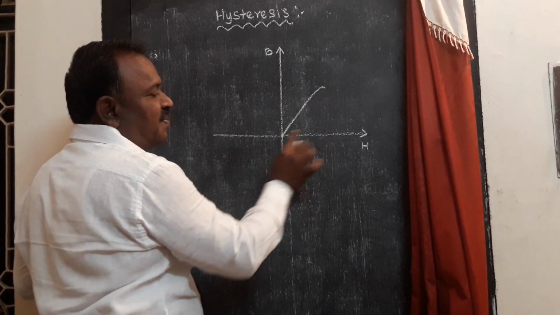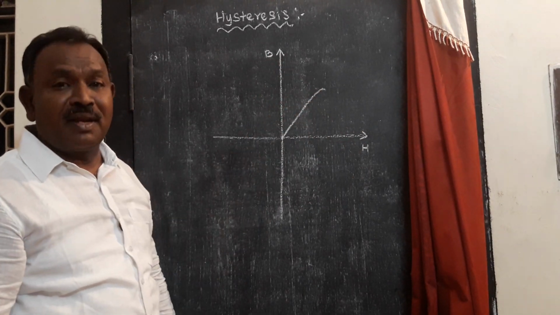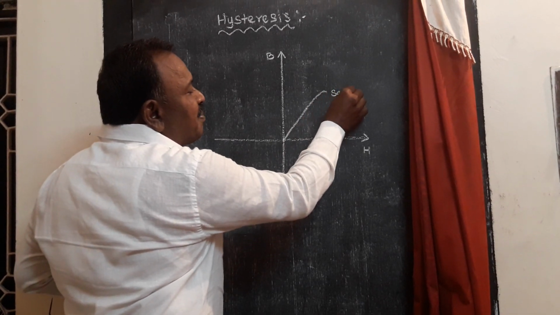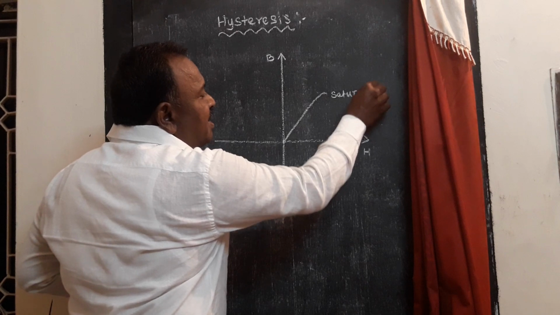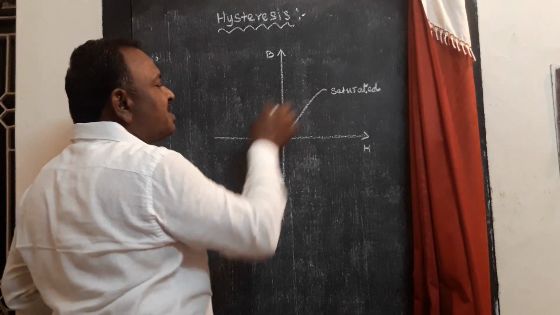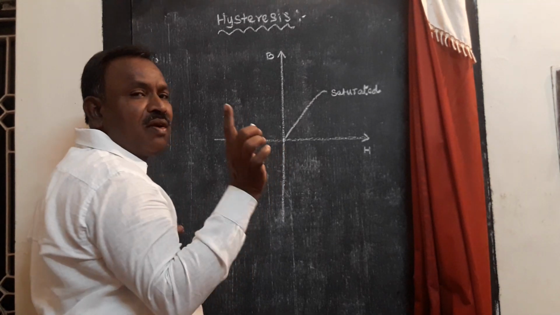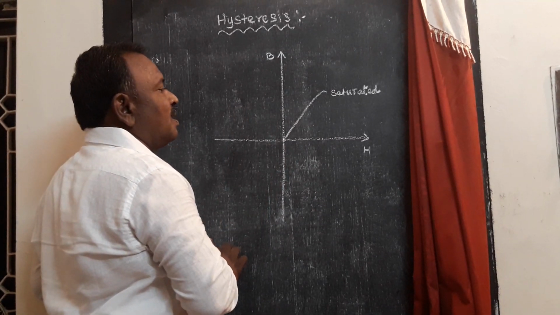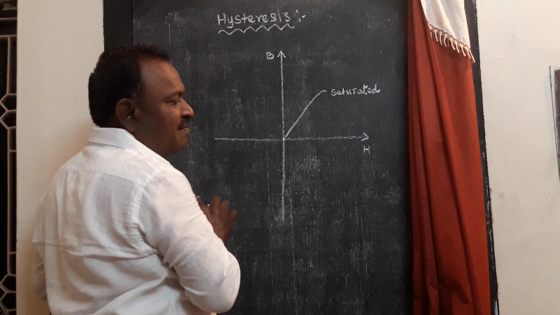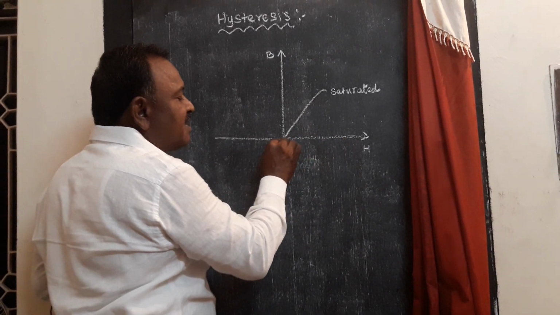Beyond this, if I increase the magnetizing field, magnetic induction will not increase. This is the saturated magnetic property, so magnetic induction becomes a saturated value. This is not a straight line, so if I take the slope, the slope will not remain constant. When the magnetic induction reaches the saturated value, let us mark this point as C.